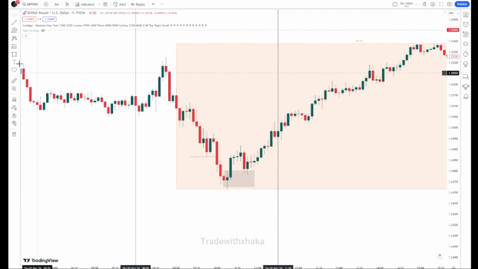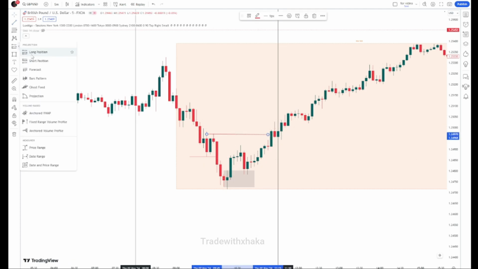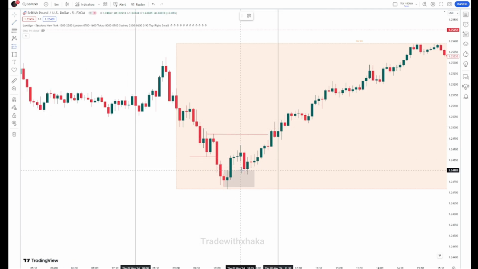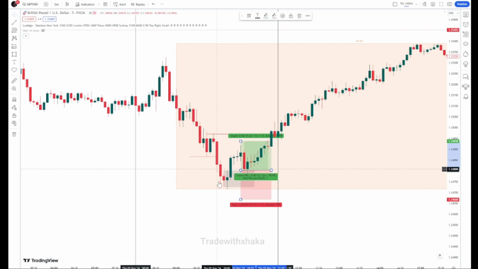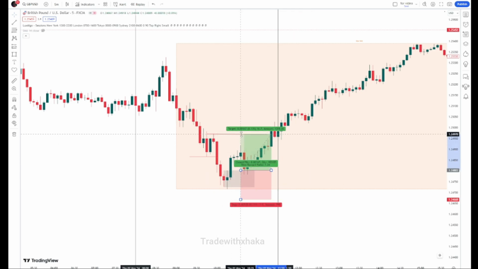So as you can see, here becomes our draw on liquidity. This zone is our draw on liquidity. That should be our target. Now you set your pending order. There should be a pending order inside that high. This candle which forms another block and target this.